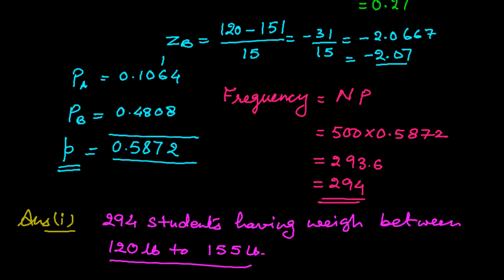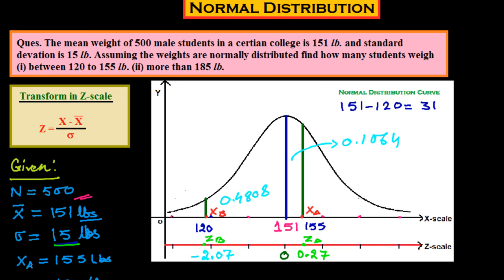Now we see another question. Second part of the question: more than 185 pound. So I explain you first 185. We have X bar as 151. So we see what is the difference between 151 and 185. So 185 minus 151, you get here the difference of 34, which is more than X bar plus 2 sigma. So here you see the X bar plus 1 sigma and X bar plus 2 sigma.